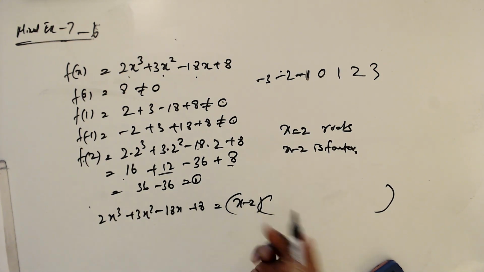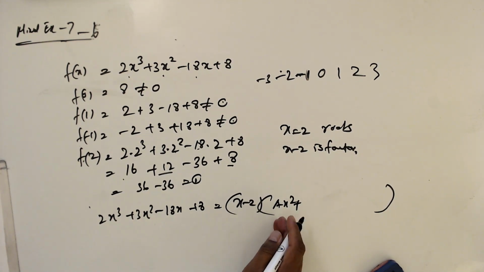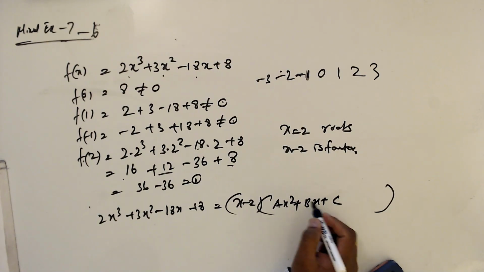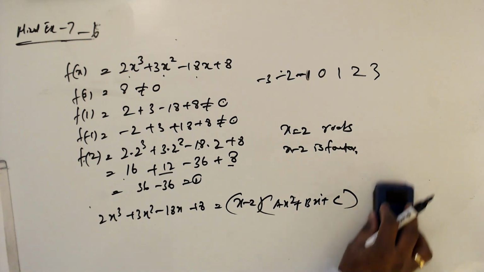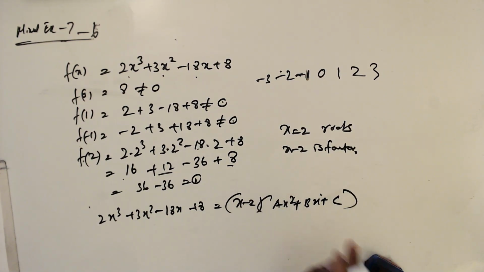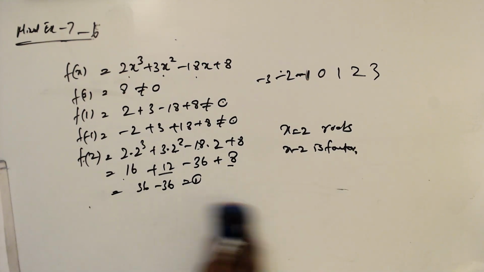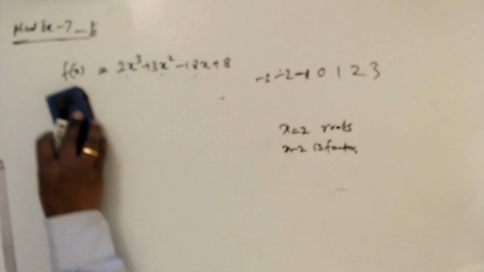Then you should have x square. If you have x square, then you have to write the other ones, ax square plus bx plus c, with powers 2, 1, 0, which is the constant. Right now in here we want to find a, b, c. So we can find this by dividing this equation by x minus 2. So we'll do it.